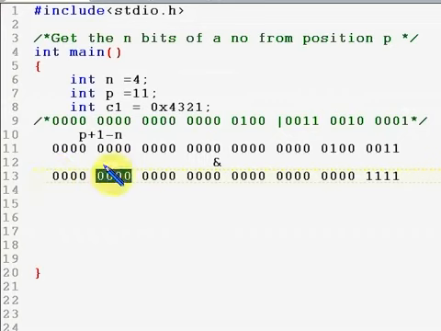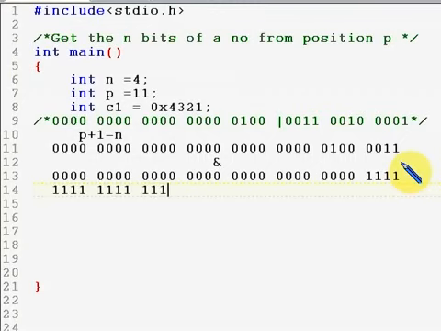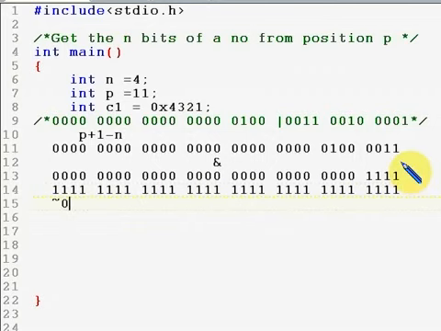Very easy, let me show you. Now let us get all ones. How do we get all ones? You take a 0 and ones complement it, you get all ones, right?